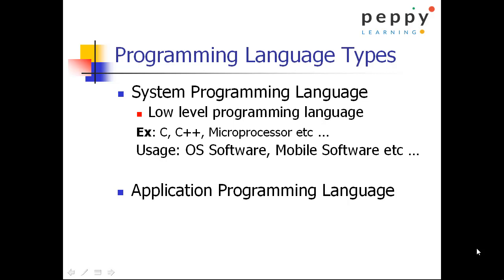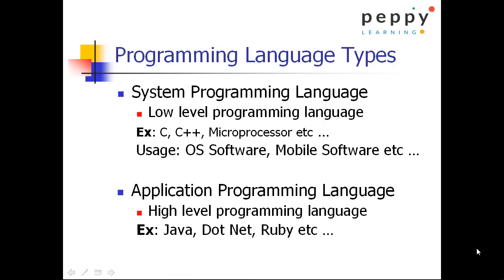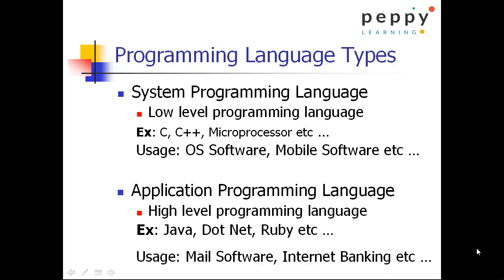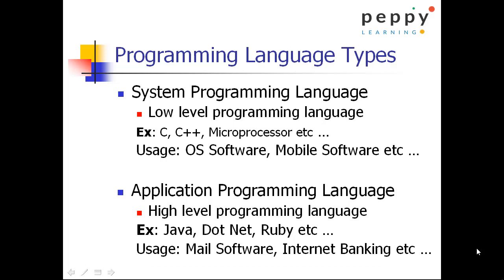Coming to application programming language. Application programming language is also called high-level programming language. Java, .NET, and Ruby are few of the programming language examples. Mail software, internet banking, or any of the day-to-day applications which you are using are developed using application programming language.